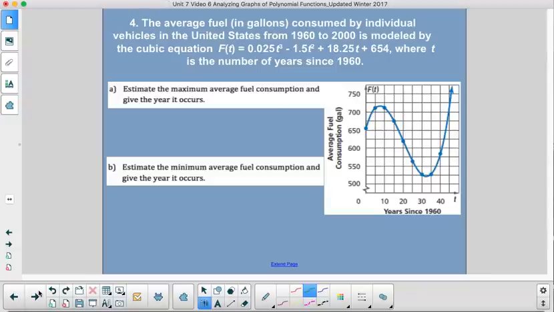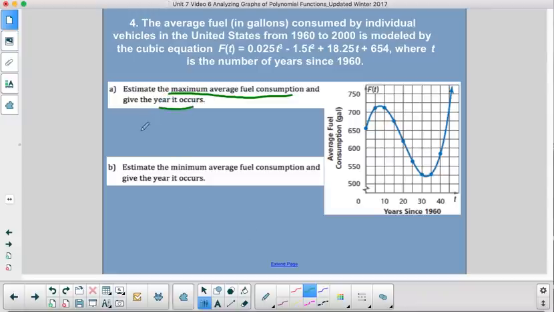This is an example that shows the average fuel in gallons consumed by individual vehicles in the United States from 1960 to 2000. And it's modeled by a cubic equation, which means it has a degree of 3. And T is the number of years since 1960. It just wants us to estimate the max average fuel consumption and the year it occurs.